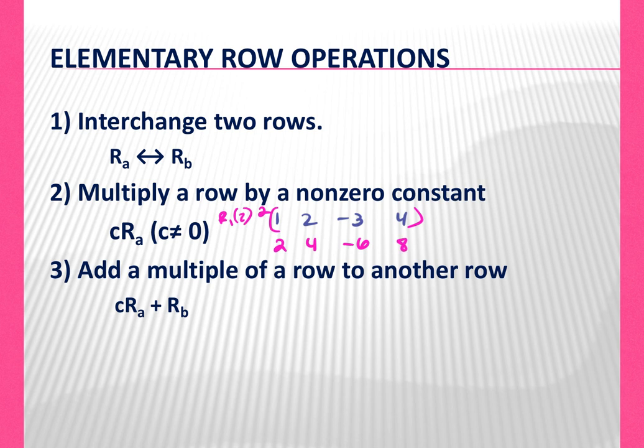We can either switch them, we can multiply, or we can add two rows, or add a multiple of a row to another row. So let's say I had 1, 2, negative 3, 4, and then 1, 2, 3, 4. I can add these together. I'd get 2, 4, 0, 8.